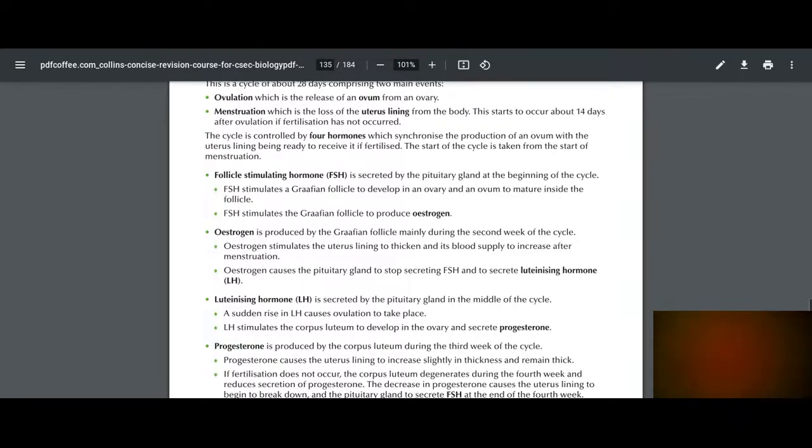Then the FSH stimulates the Graafian follicle to produce estrogen. Estrogen is produced by the Graafian follicle, mainly through the second week of the cycle. Then estrogen stimulates the uterus lining to thicken and the blood supply to increase after menstruation. Estrogen causes the pituitary gland to stop secreting FSH and to secrete luteinizing hormone.